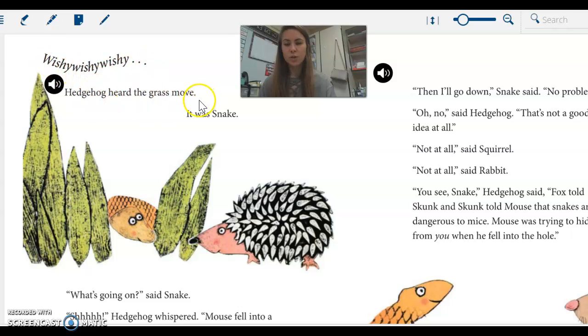It says Hedgehog heard the grass move. It was Snake. So we use that whoosh, whoosh, whoosh to imitate the sound of a snake moving through the grass and add that sound element to our story. It's an author's way of making the story more interesting and of catching the reader's attention suddenly with a big sound word, just like a sudden sound, like a vase crashing or a dog barking or a snake moving through the grass. Just like that sound would capture our attention if we were really hearing it.